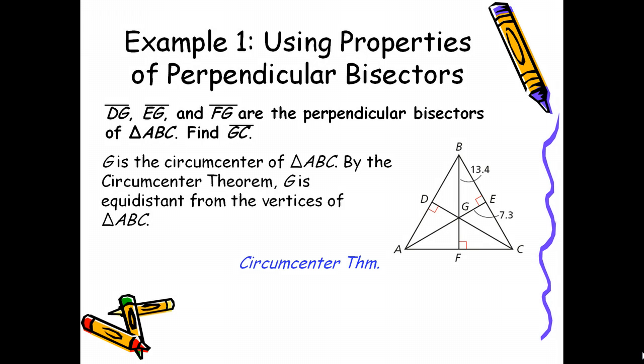So using the circumcenter theorem, GC is equal to GB. If we substitute in 13.4 for GB, we get that GC is equal to 13.4 because we know that BG is 13.4.